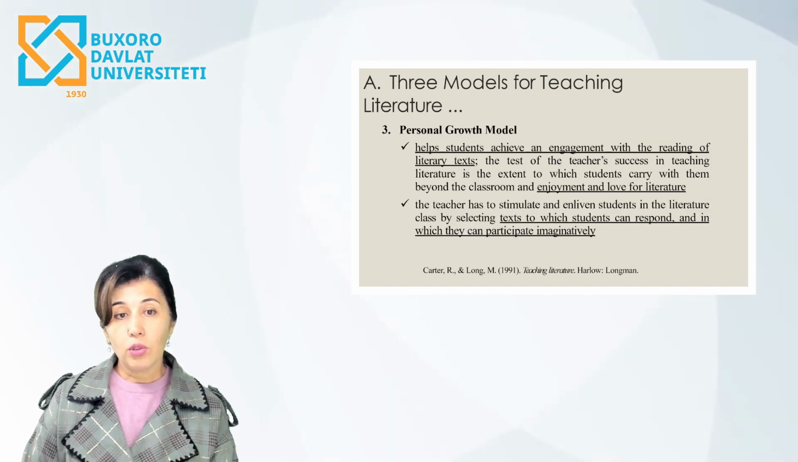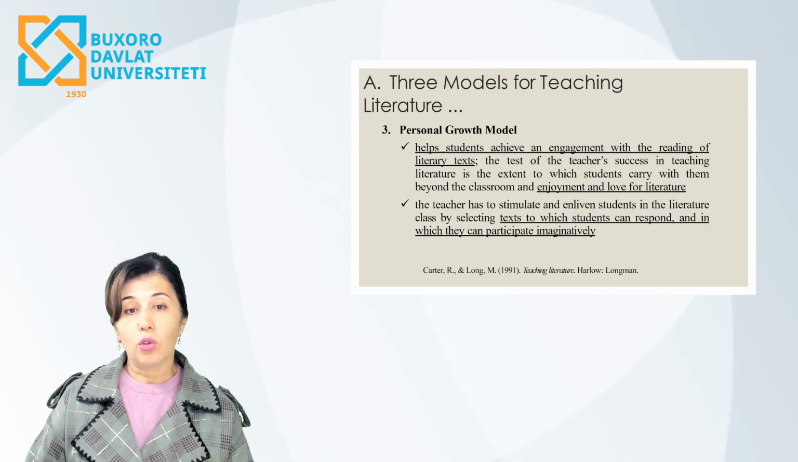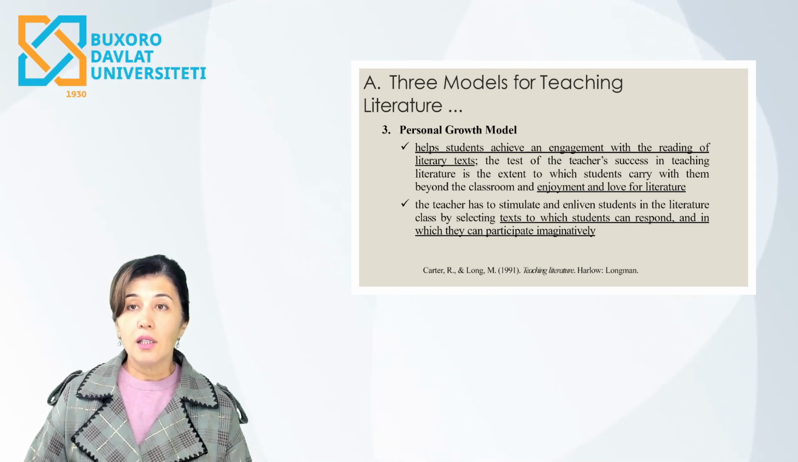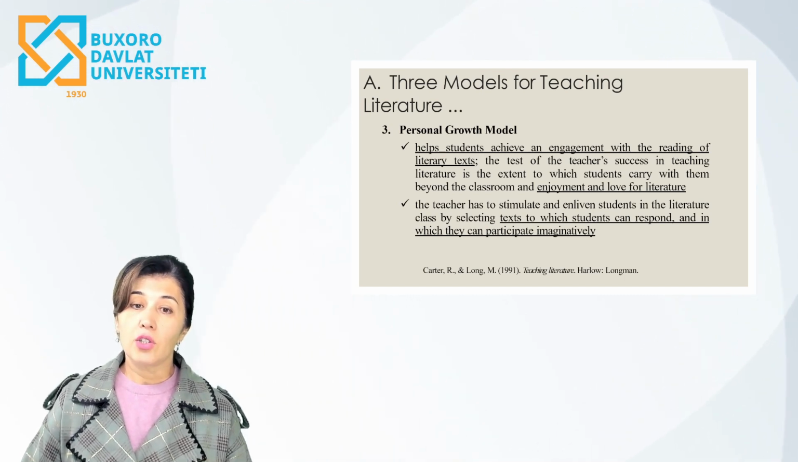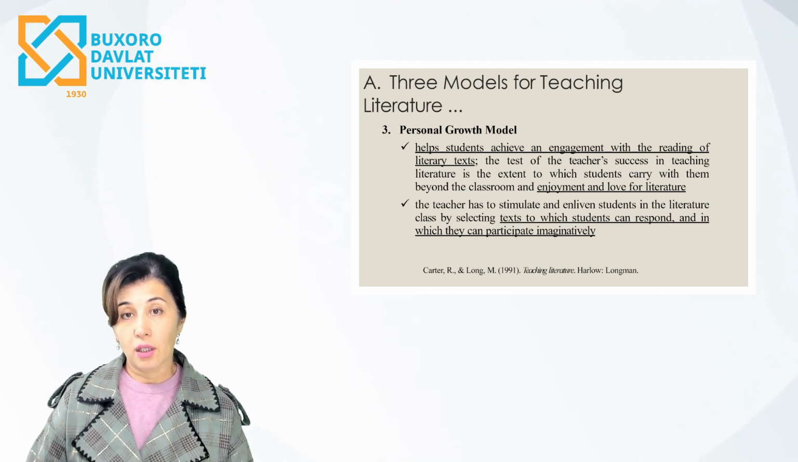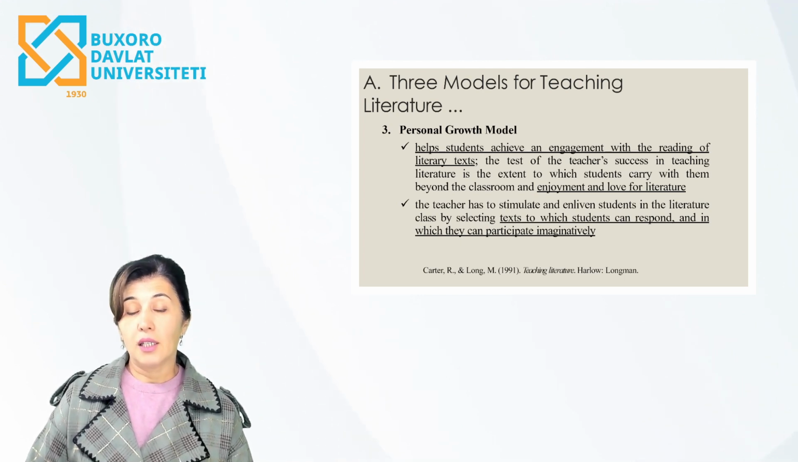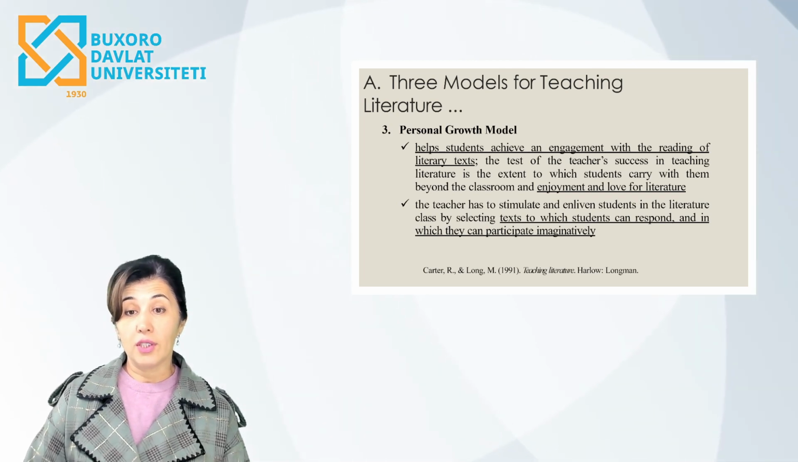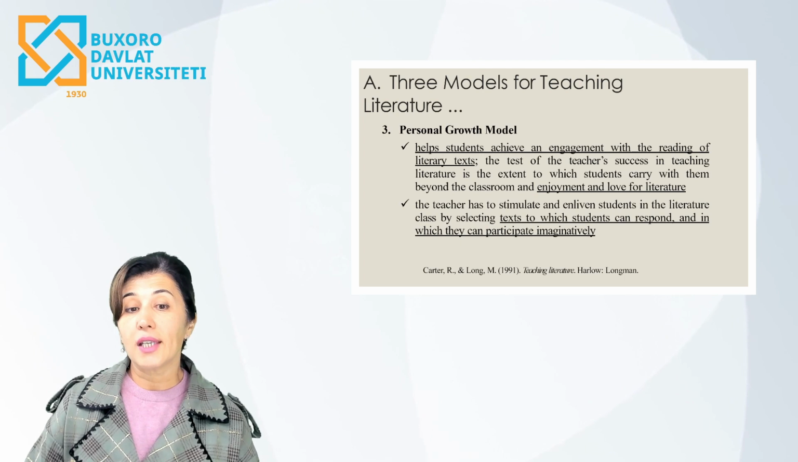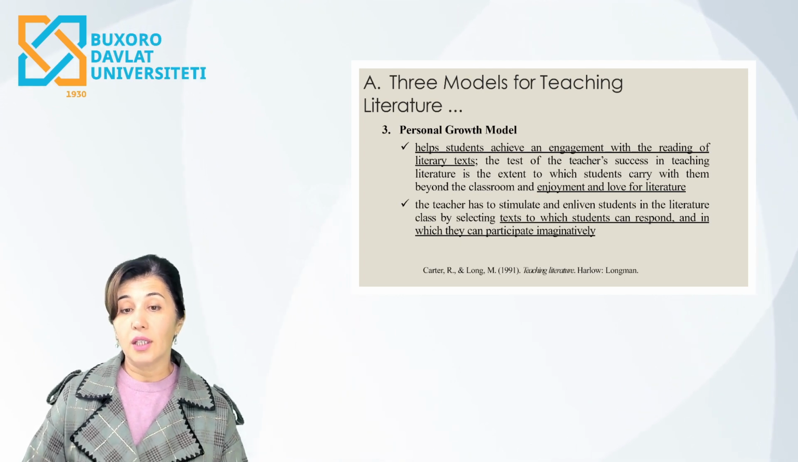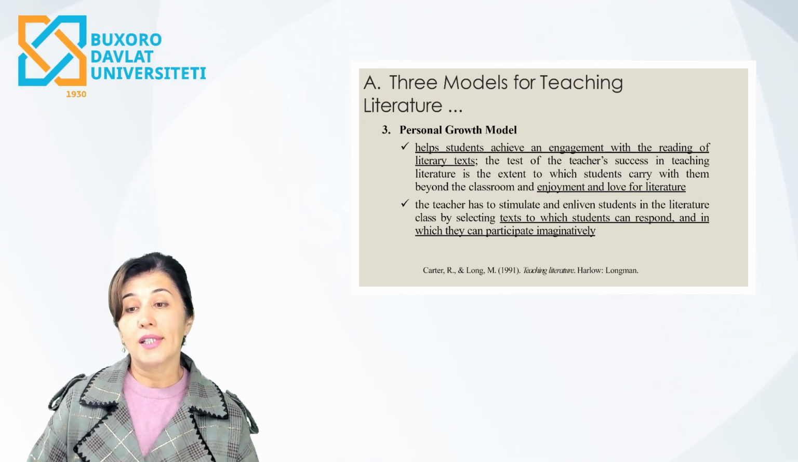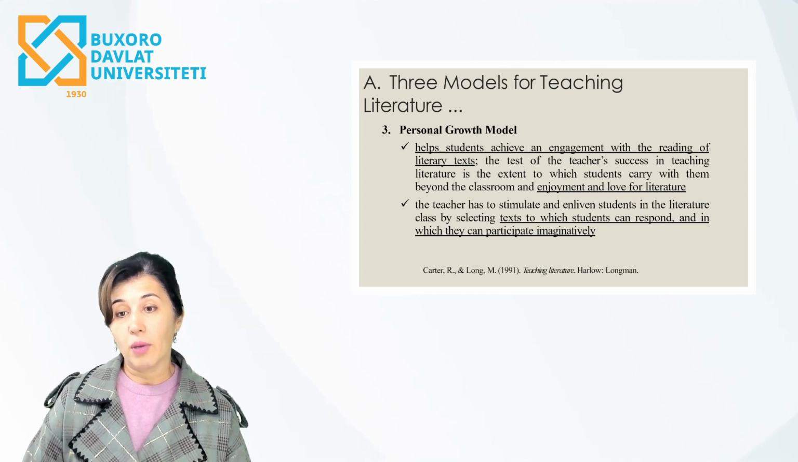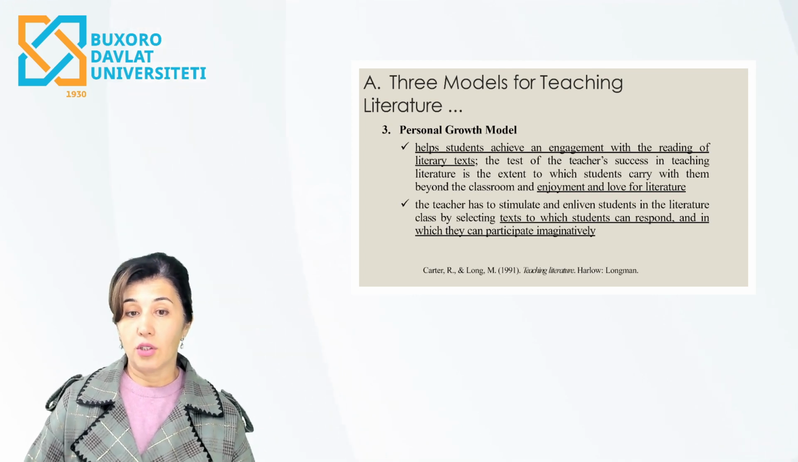So, the third model of teaching literature is the personal growth model. This is connected with students' personal features, personal characteristics, and it helps students achieve an engagement with the reading of literary texts. The test of teacher success in teaching literature is the extent to which students carry with them beyond the classroom an enjoyment and love for literature.